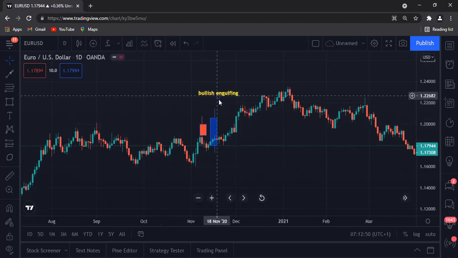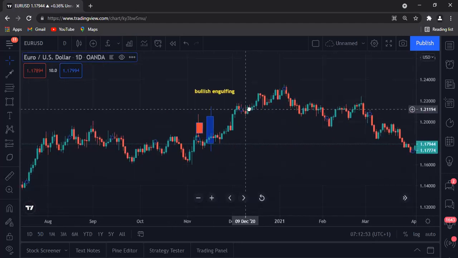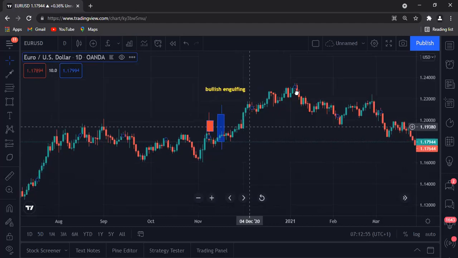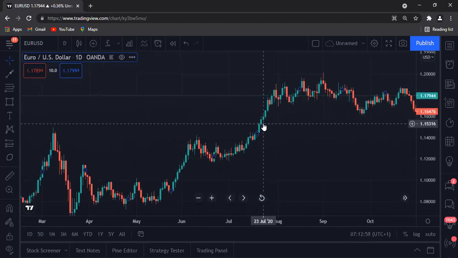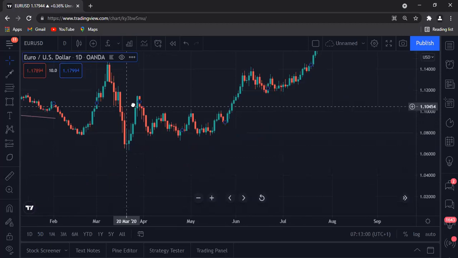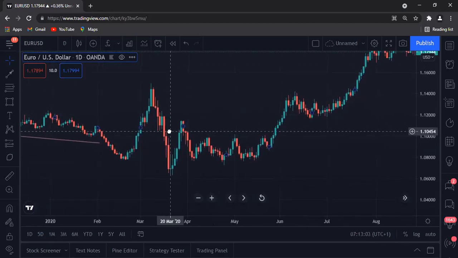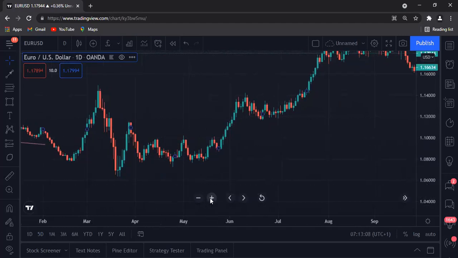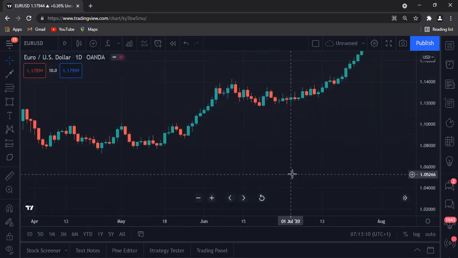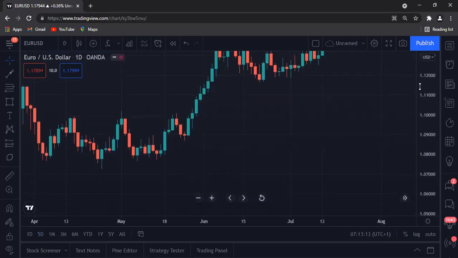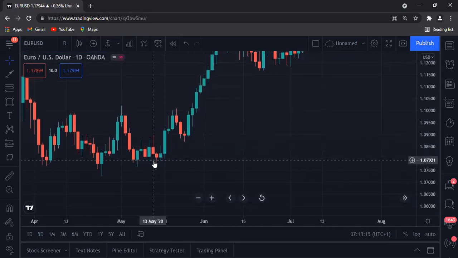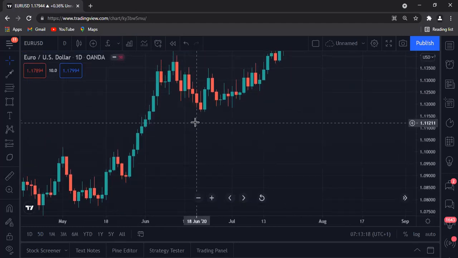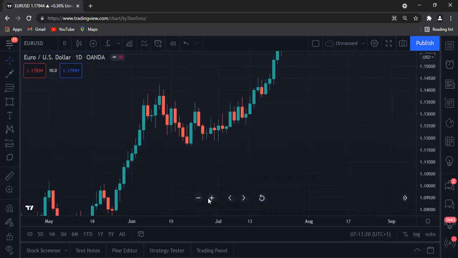I can see so many already. Let's see. Bullish engulfing. Okay. Let's zoom into this. You can see this guy. This very one.